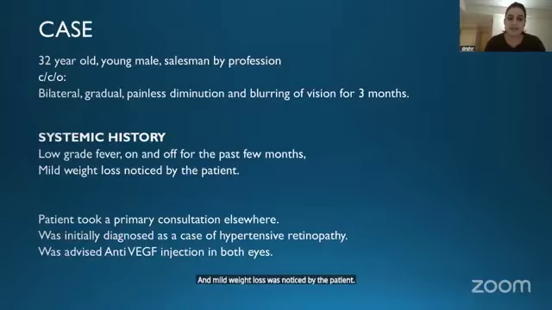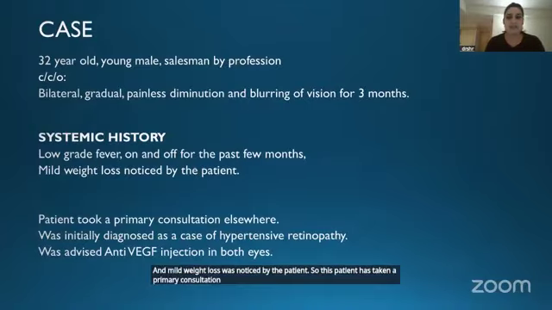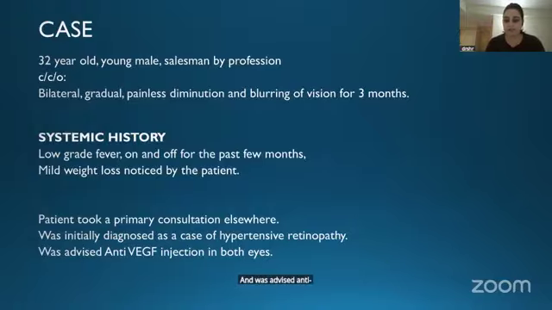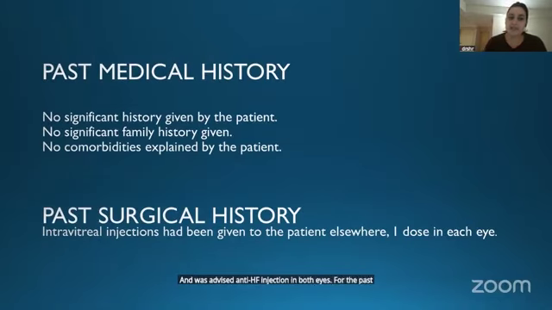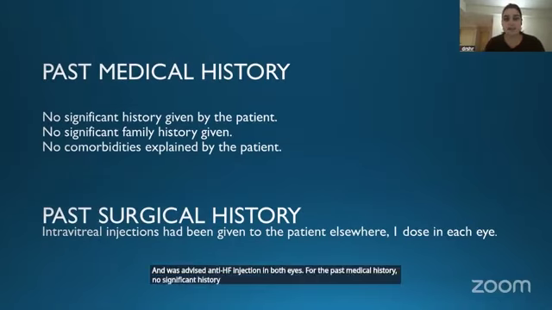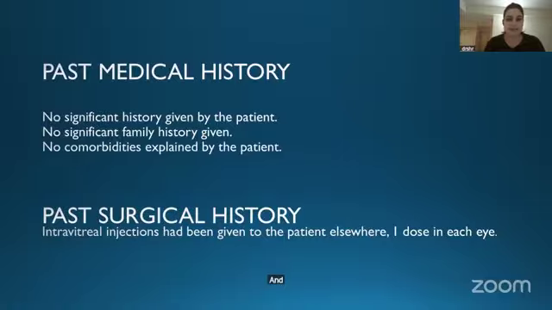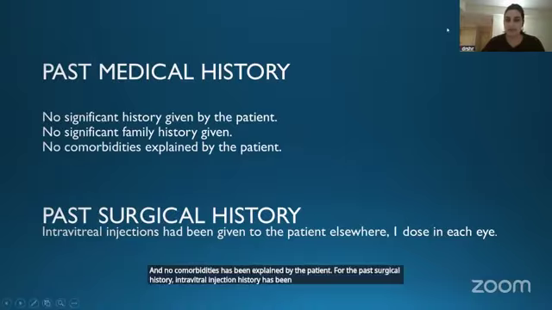This patient has taken a primary consultation elsewhere. He was initially diagnosed as a case of hypertensive retinopathy and was advised anti-VEGF injection in both eyes. For the past medical history, no significant history has been given by the patient, no significant family history, and no comorbidities. For the past surgical history, intravitreal injection history has been given by the patient. He had been given those injections elsewhere, 1 dose in each eye.